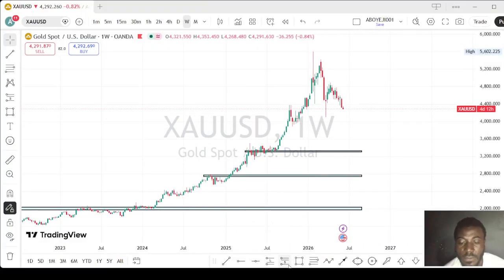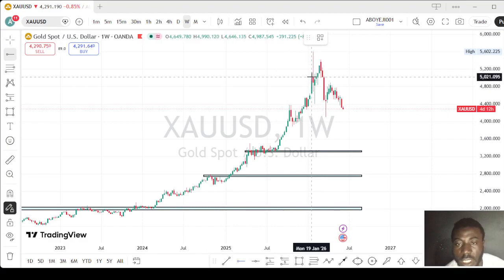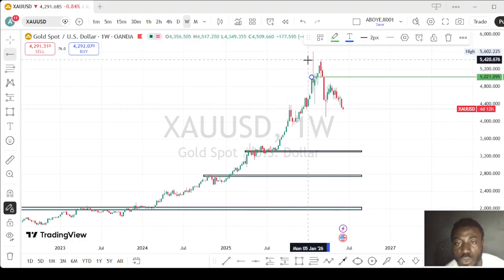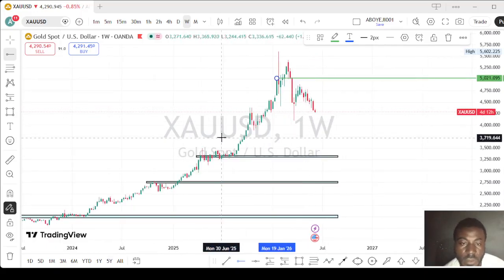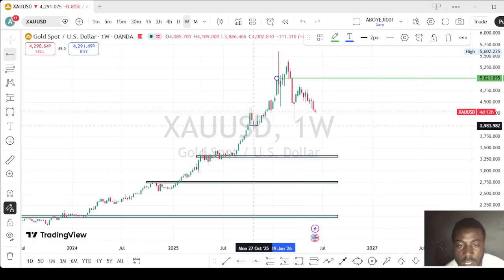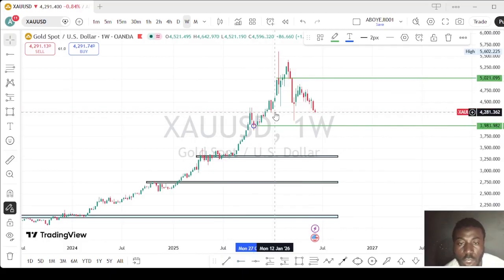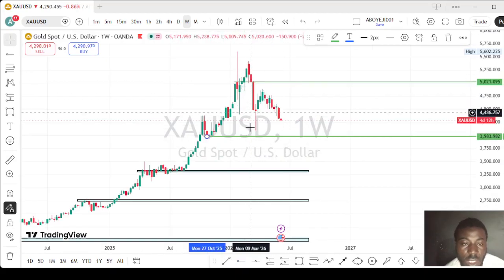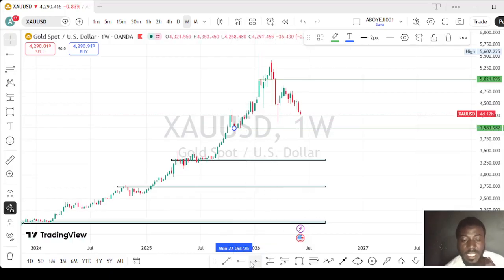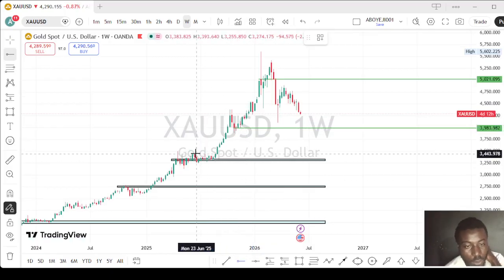This is our weekly time frame, and this is what we are having. This is the key level that gave us this weak candle, and this is another key level here, because all this one is a liquidity the market has already swept, and this is another key level here. So this is another key level also here.